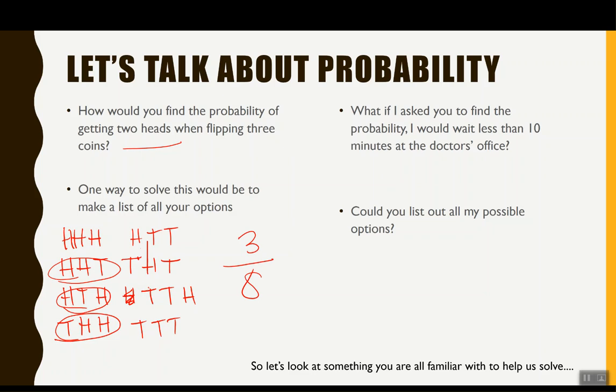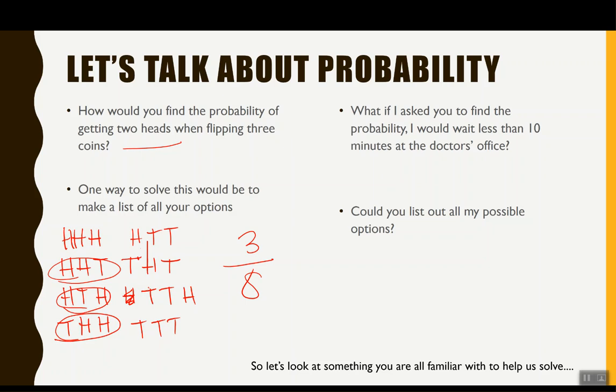So now let's look at another scenario. If we look at the next scenario on the right, it's asking you to find the probability that you would wait less than 10 minutes at the doctor's office. Well, could you list out, like we did on the first example, all the possible options? You could start to write, but you would really quickly find out that there are way too many options because you can't just consider waiting 1 minute, 2 minutes, 3 minutes.